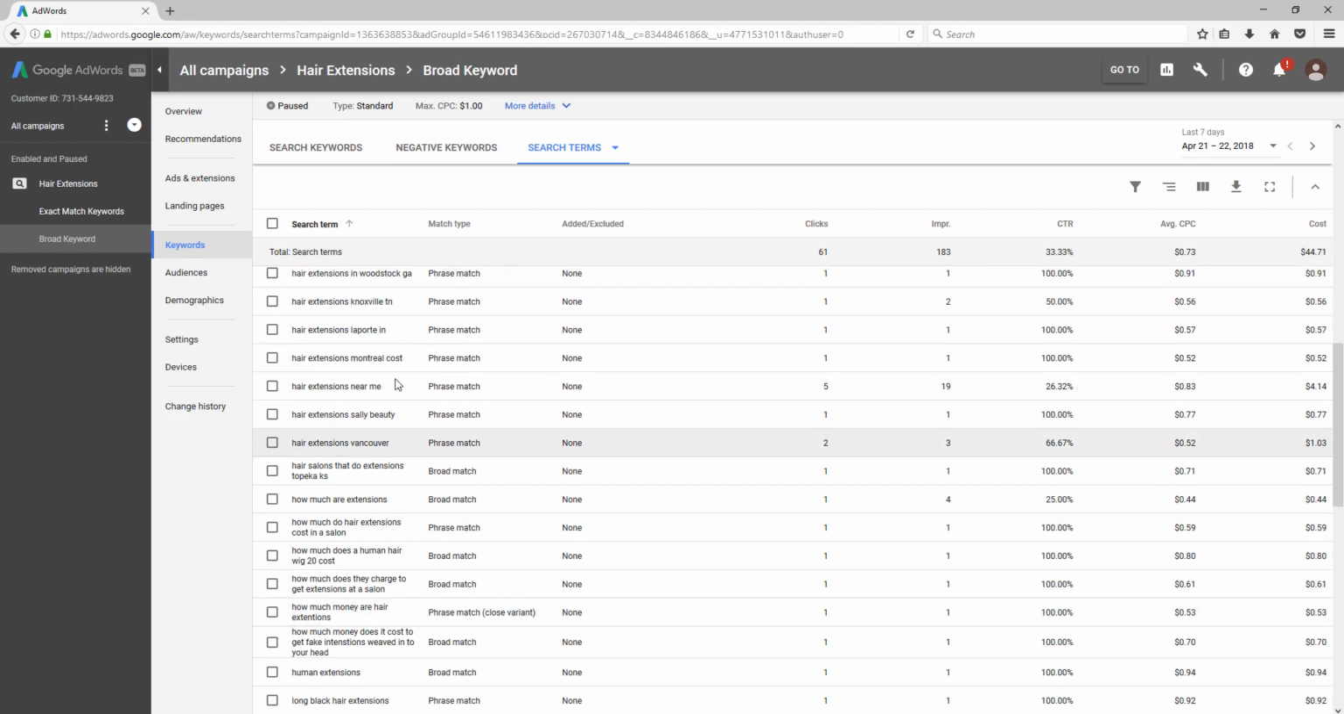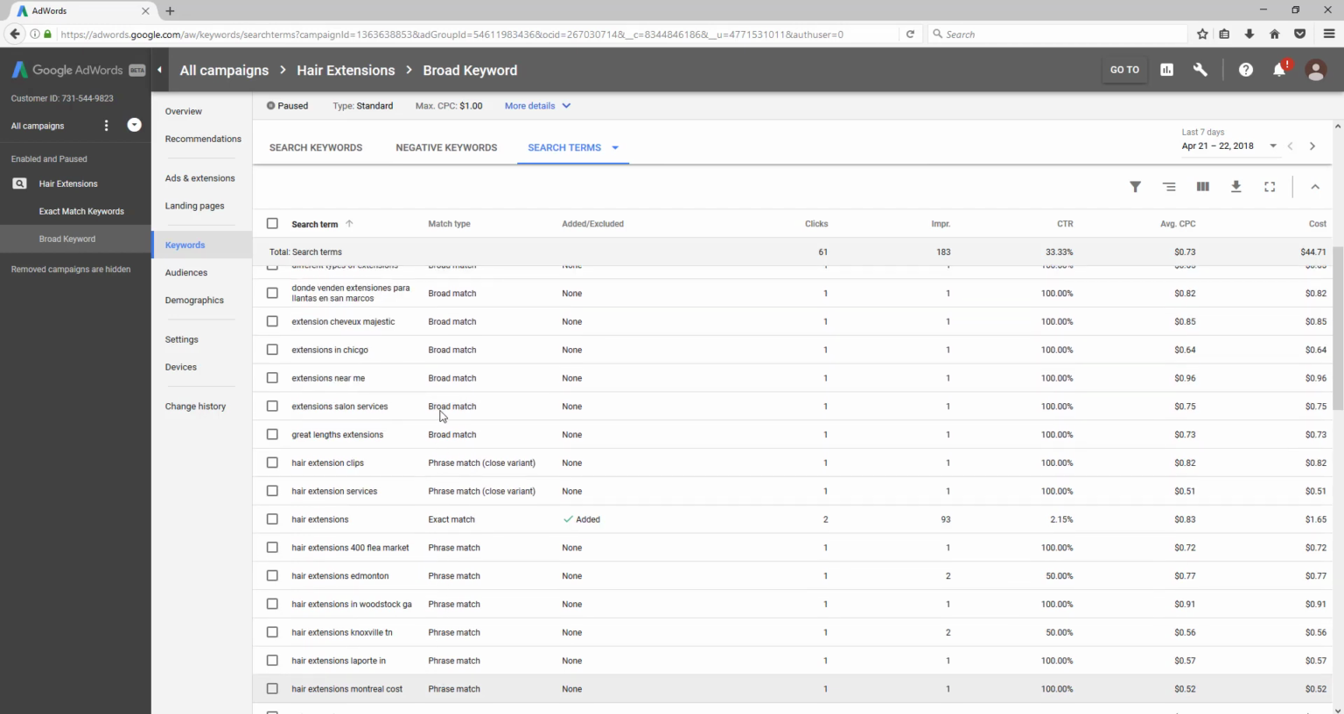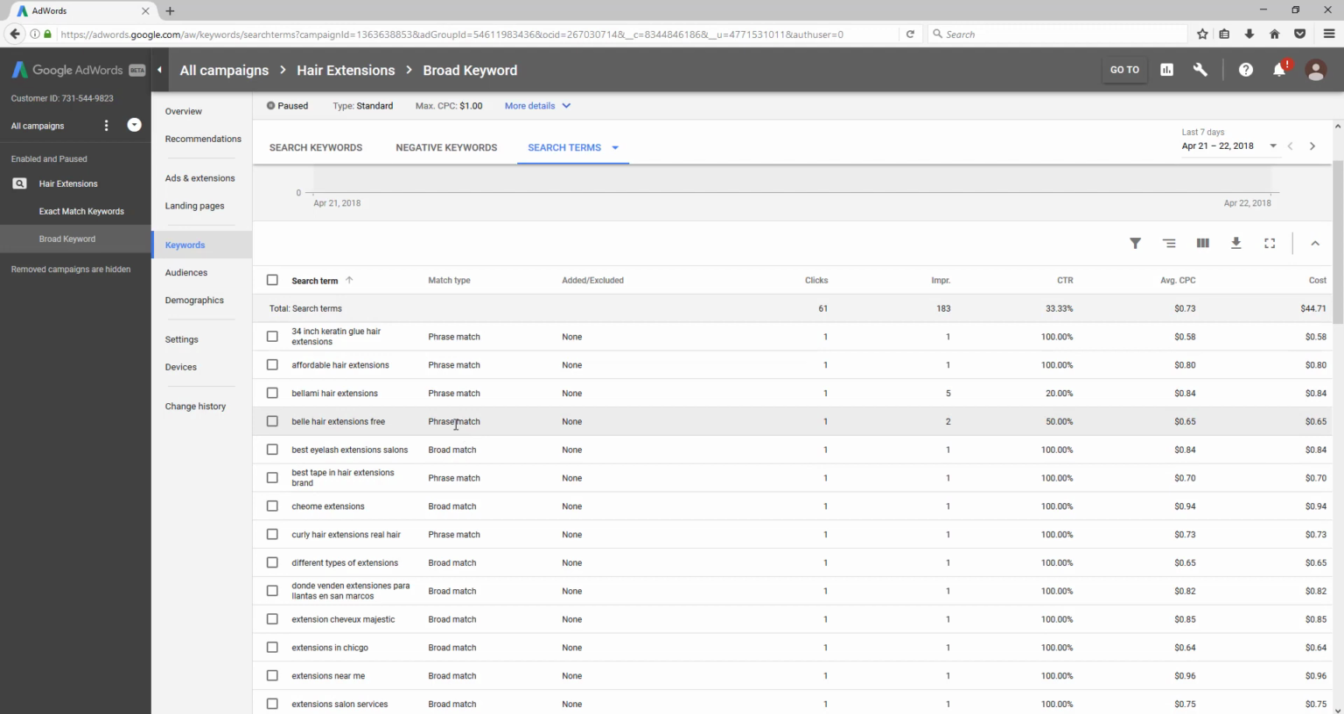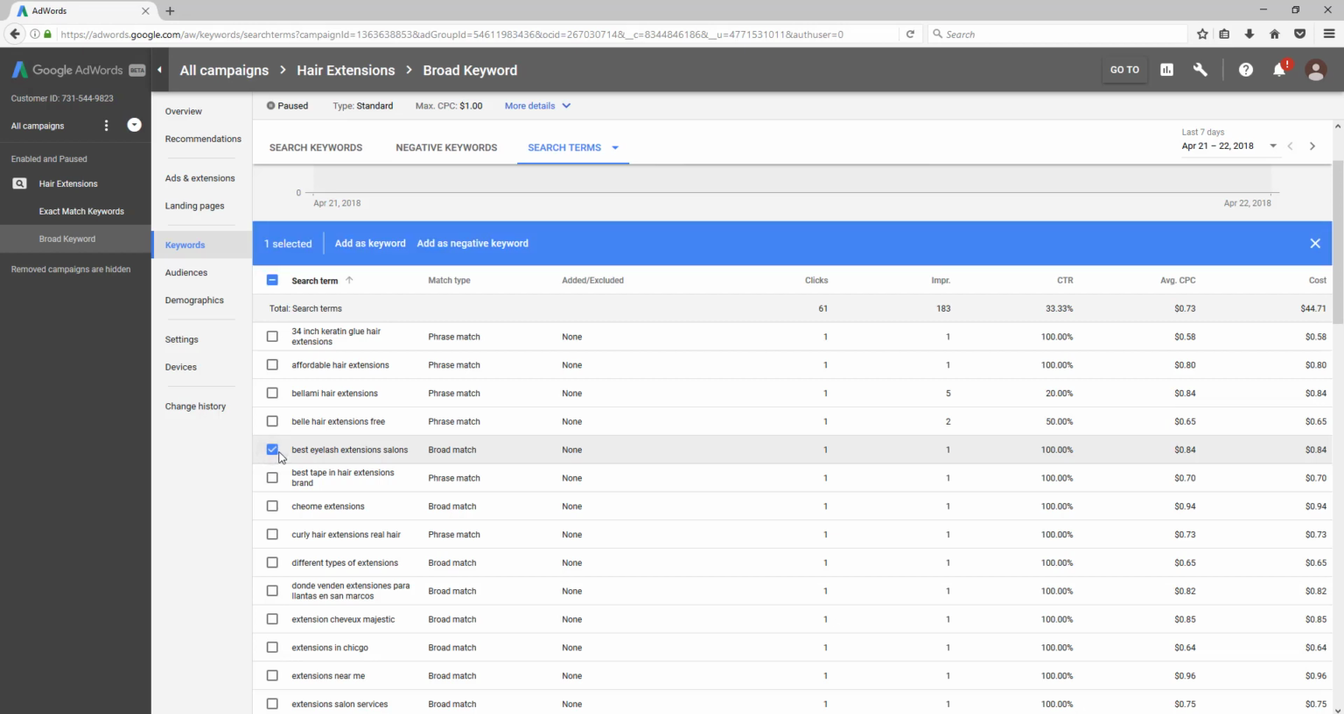So besides all the different cities, if we go through these little by little, what I'm looking for as a manager or somebody that's just managing the account is, are these keywords that people are searching for where they're ready to book an appointment for hair extensions? So we see here eyelash extensions. Since it's a broad match, Google figured eyelash would be just as good as hair extensions. So this right here is not a good keyword at all. It's a huge waste of money.